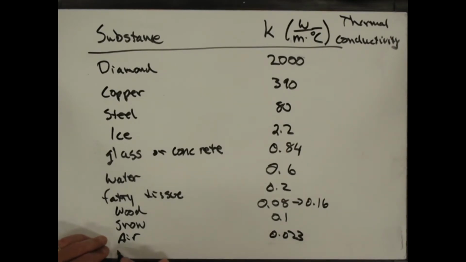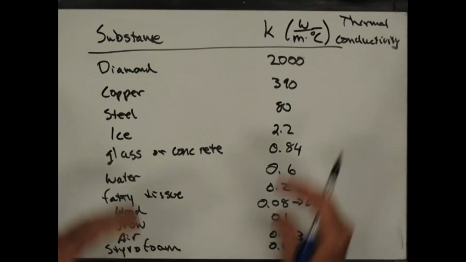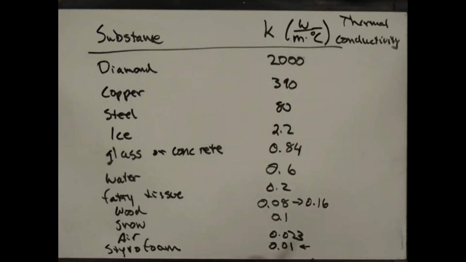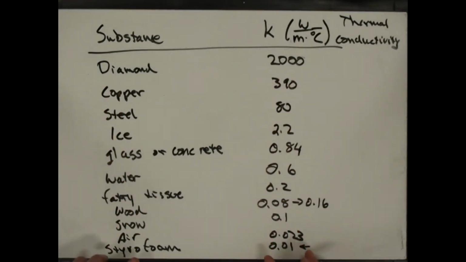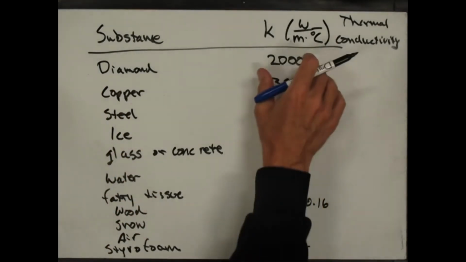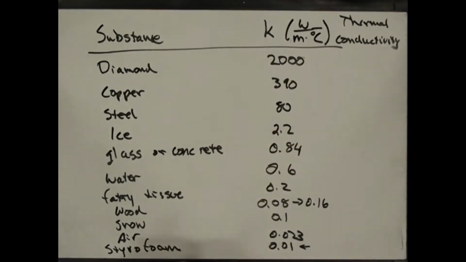0.023. Styrofoam, if we can still get on the screen, is 0.01. This is what your insulated container has stored in it sometimes. So you can see that if you want to insulate something, you want to grab things down here, right? If you want a high thermal conduction, you want to grab things up here.